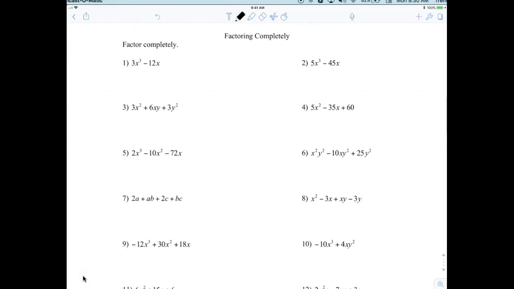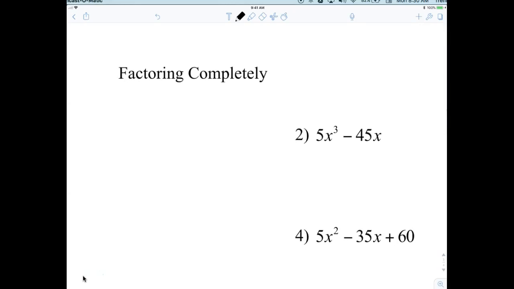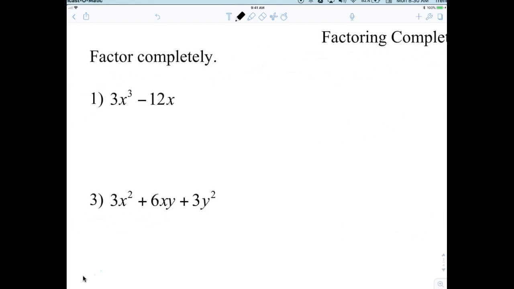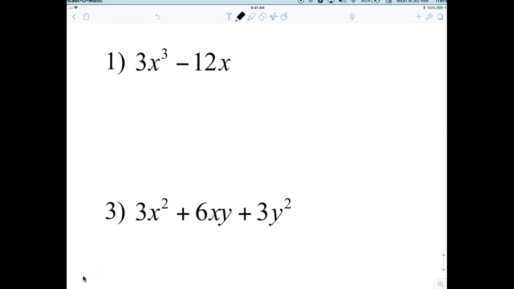Okay, so now, factoring completely generally just means factoring twice. All right, factoring twice. Now, I want everybody to look up here, and I want everybody to highlight 3x cubed and 12x. Do they have anything in common right off the bat? They're divisible by 3 and by x. Very smart.